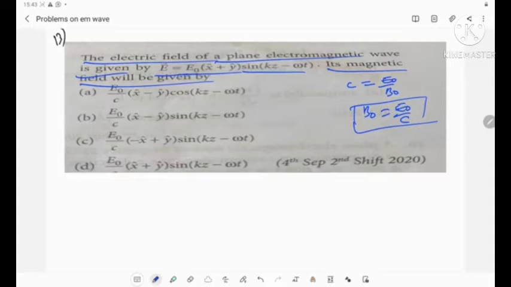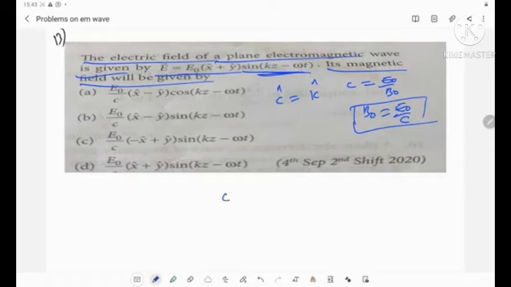According to the given equation, we have to decide the direction of wave propagation. Here, the electric field vector is sin(kz minus omega t). Therefore, the wave is traveling along the z direction. But in that z direction, is it positive or negative? Here the negative sign is given on omega t, therefore positive z axis. Therefore, C cap is equal to k cap.